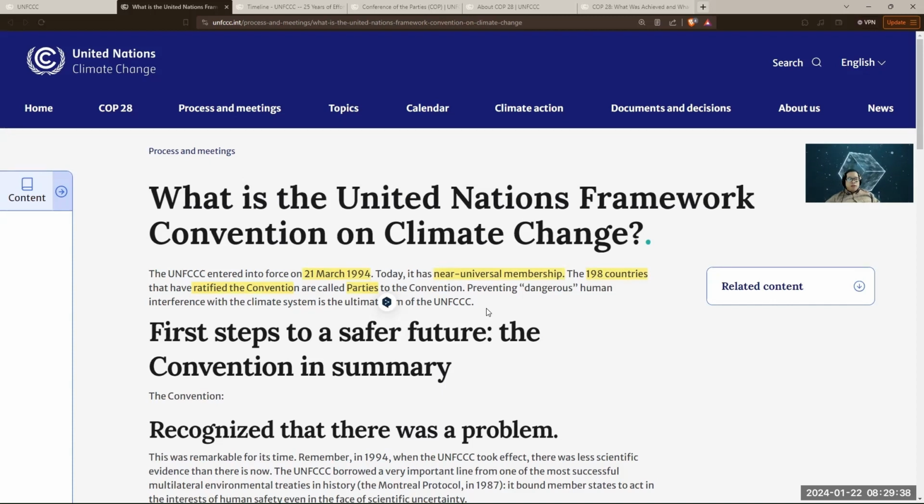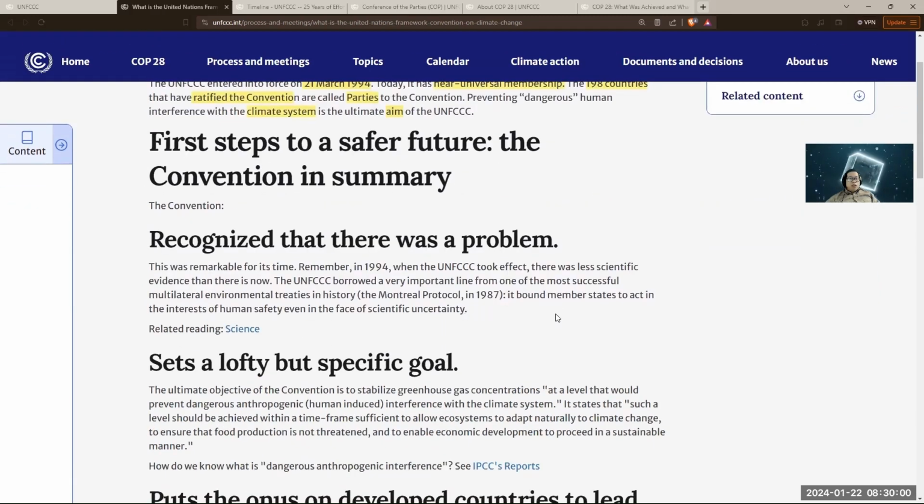So the purpose of this initiative is to prevent dangerous human interference with the climate system. That's the ultimate aim. So this initiative from the United Nations is focused on climate change and started from 1994. So we have some brief ideas in here.